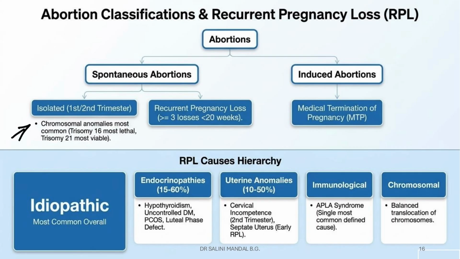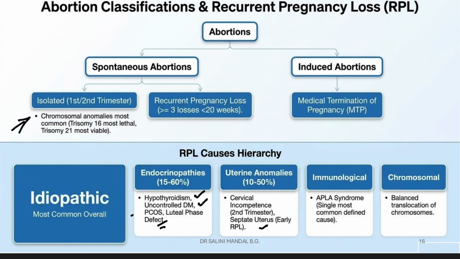Then we have recurrent pregnancy loss, that is more than or equal to 3 losses less than 20 weeks. And the induced one, we know that is MTP, right? Now talking about recurrent pregnancy loss, what are the causes? It can be because of endocrinopathies: hypothyroidism or uncontrolled diabetes mellitus, PCOS, luteal phase defect. When we talk about uterine anomalies, it can be cervical incompetence, which usually happens in the second trimester. Then we have the septate uterus, which usually causes early recurrent pregnancy loss.